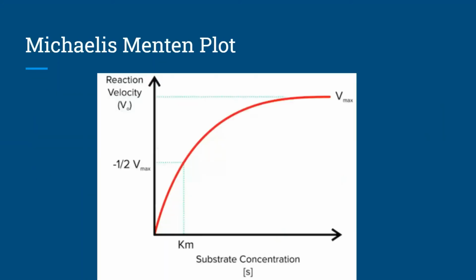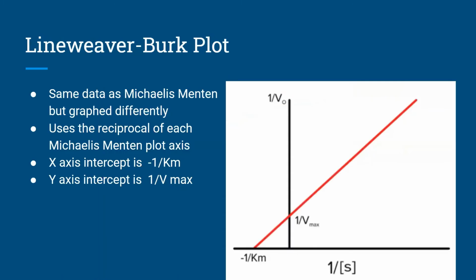As you can see here, the Michaelis-Menten plots V, the velocity of the reaction, as the y-axis, and substrate concentration S as the x-axis. While on the Lineweaver-Burk, it plots the reciprocal. So it plots 1 over the velocity of the reaction as the y-axis, and the reciprocal of the substrate concentration, 1 over S, as the x-axis.